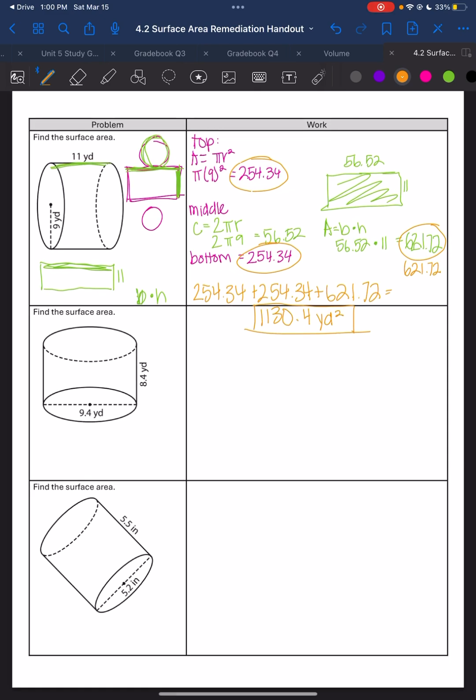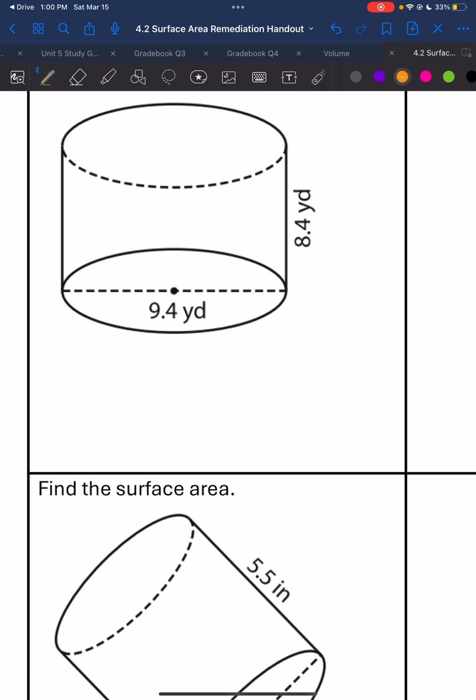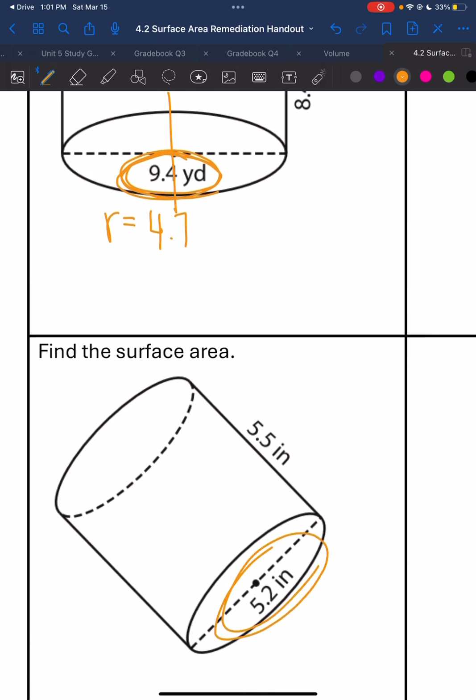Okay, so just like the other two pages, you're responsible for finding the second and the third one on the page, but just be careful when you're finding the area of the circle and the circumference that you're using the radius, not the diameter. So to find the radius, we have to take half of it. So we have to divide 9.4 by 2. So the radius is 4.7. Same with the third one. Make sure you're finding the radius.